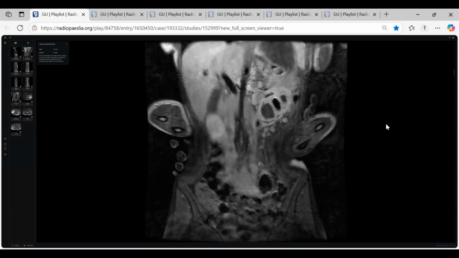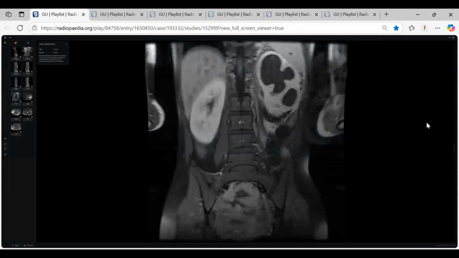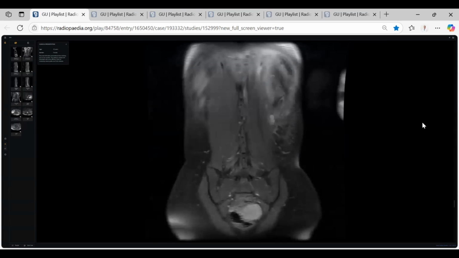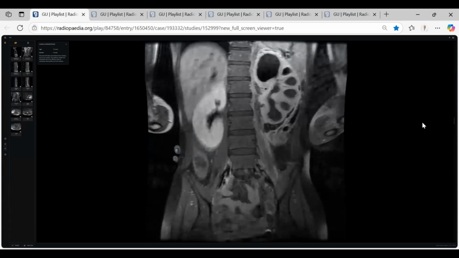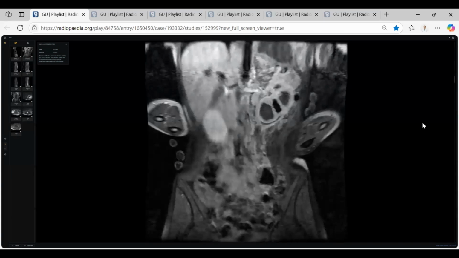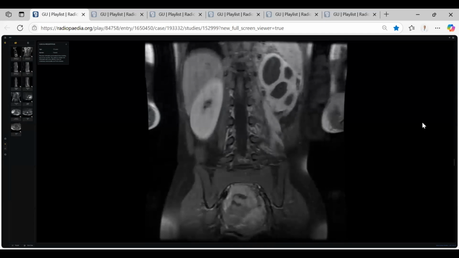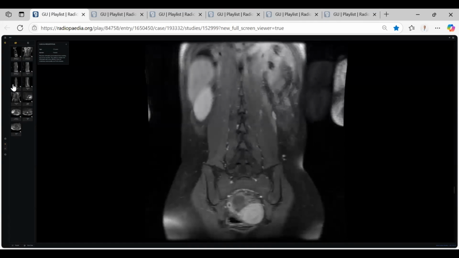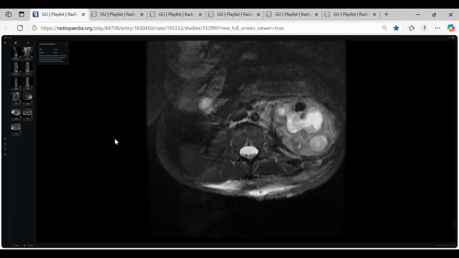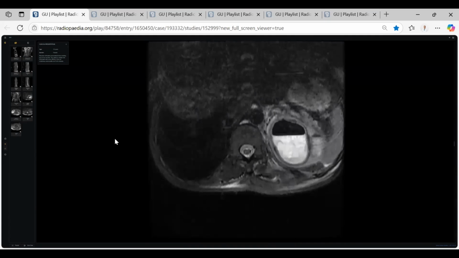The image is jumping. Can you please scroll for me? Okay. And in these images, I can see that there is some debris-like material, especially in the lower pole and middle pole of the left kidney. The ureter is also significantly thick-walled and is showing enhancement. I would like to trace it up to the vesico-ureteric junction, for which I would like to see it on axial images.